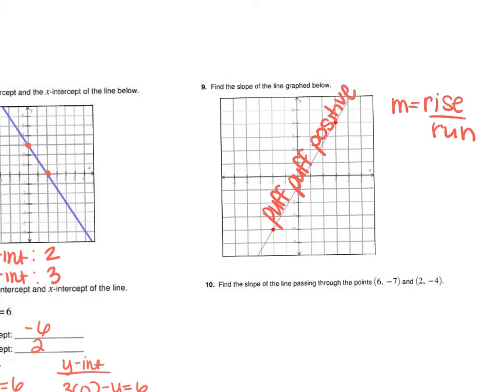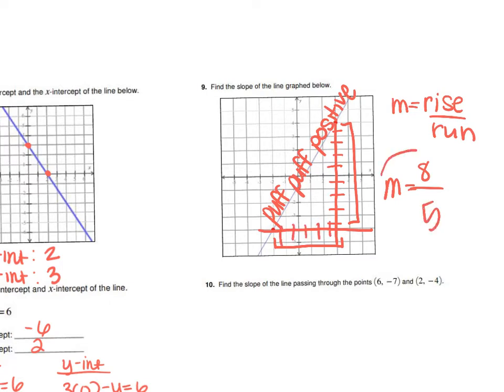So I automatically know. Now from this point, I've drawn our triangle. And remember, the rise is the height of the triangle and the run is the width. And you count the spaces, not the lines. So first I'm going to find my rise, which was 1, 2, 3, 4, 5, 6, 7, 8. And that'll be over my run, which was 1, 2, 3, 4, 5. So my slope is 8/5.